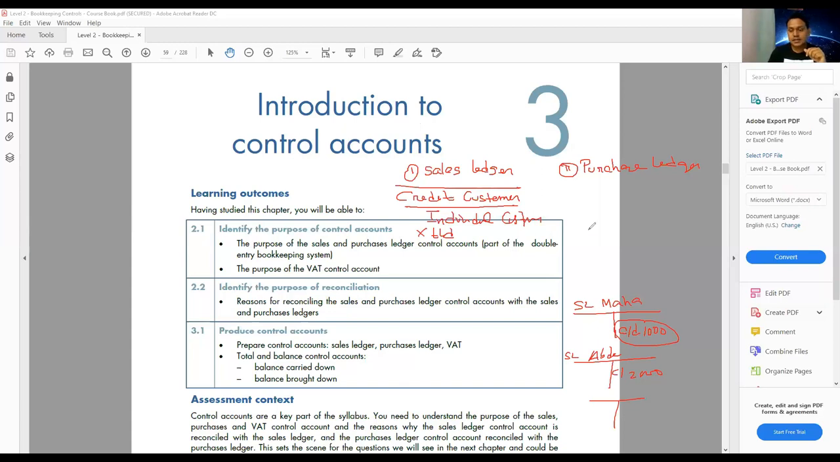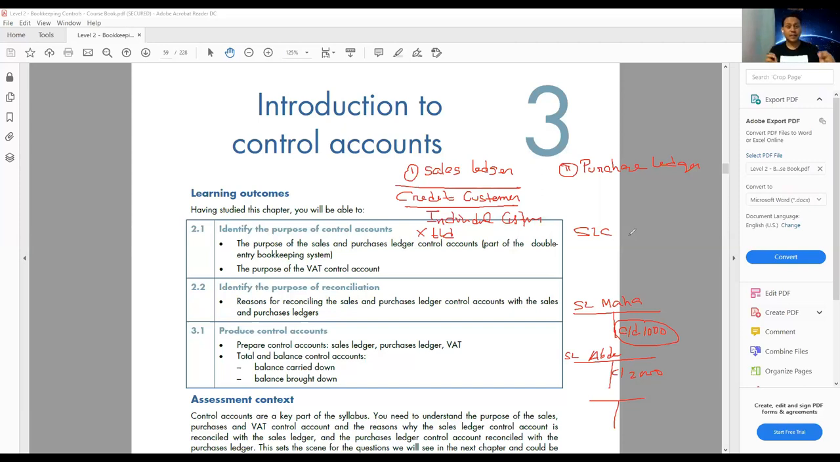We prepare another account that is called sales ledger control. So there are two things. Please remember that. One is sales ledger. Another one is sales ledger control. Sales ledger talks about only one person, only one customer. Sales ledger control talks about all the customers we have.